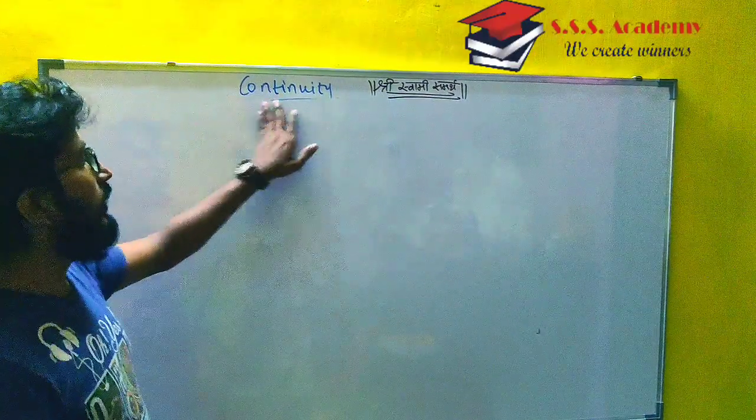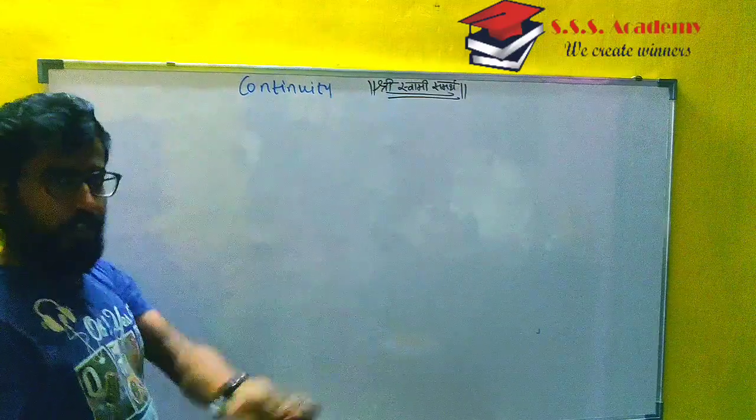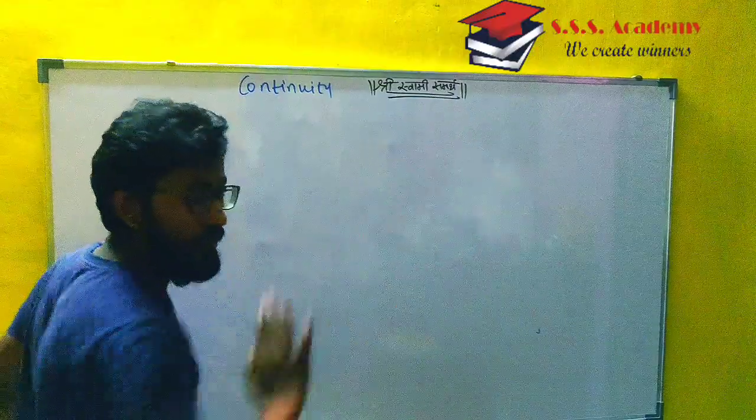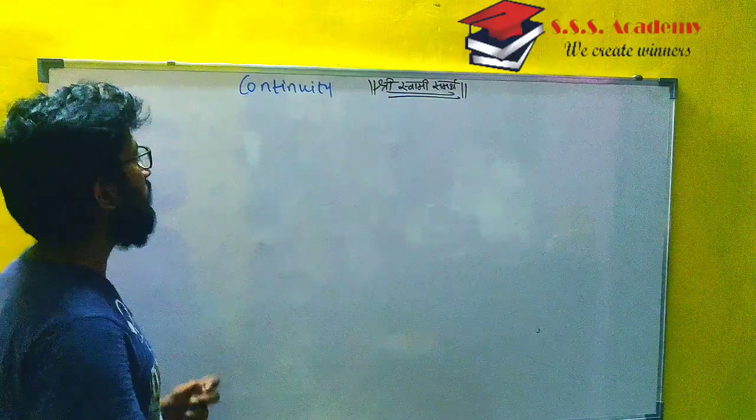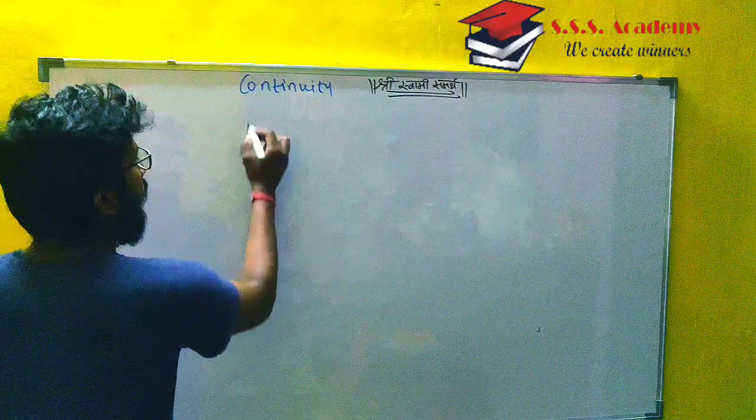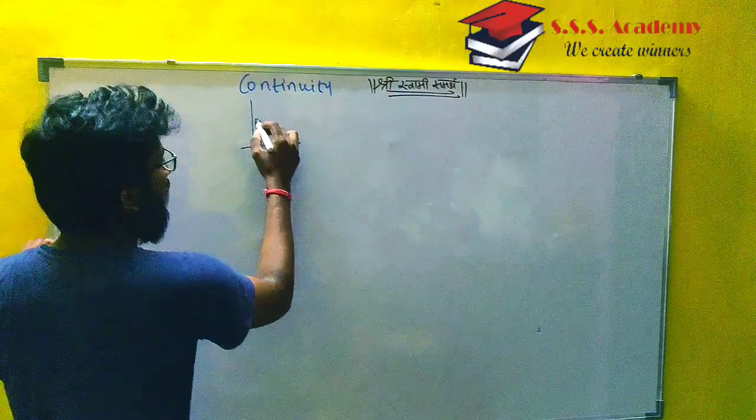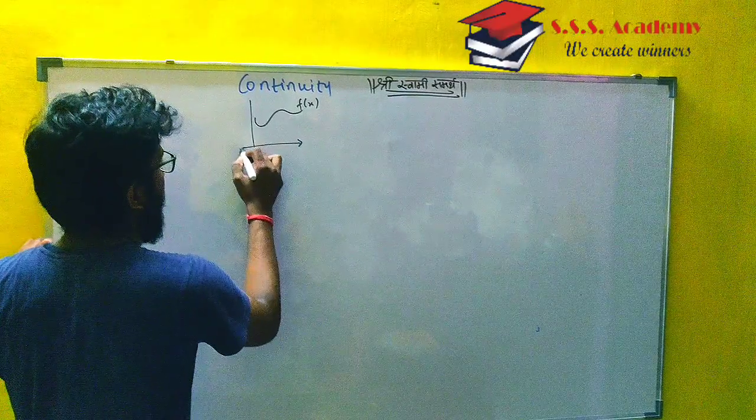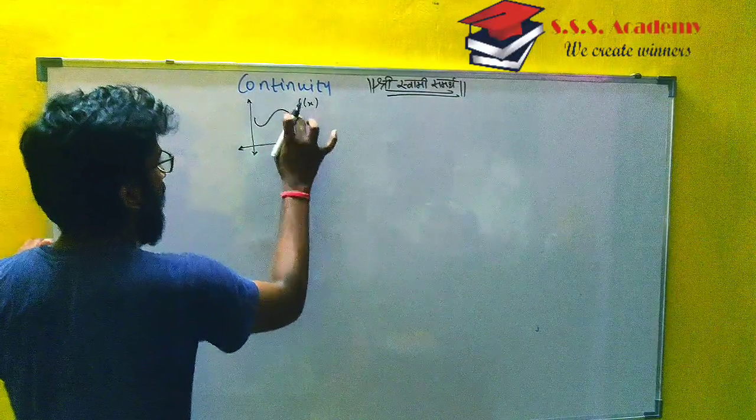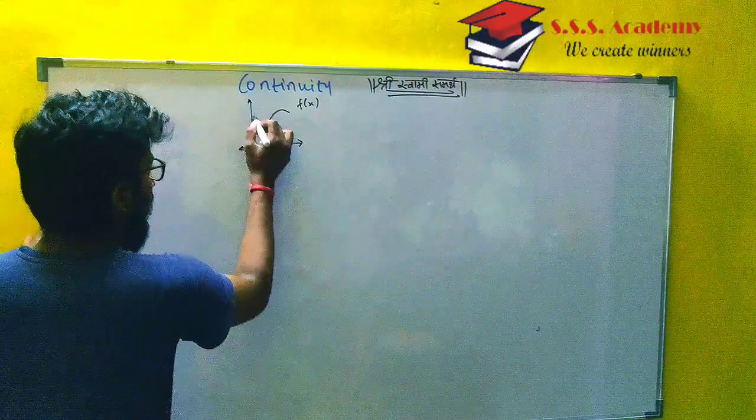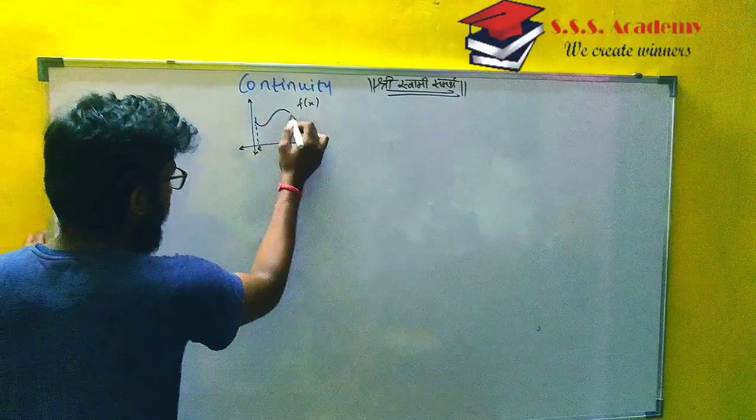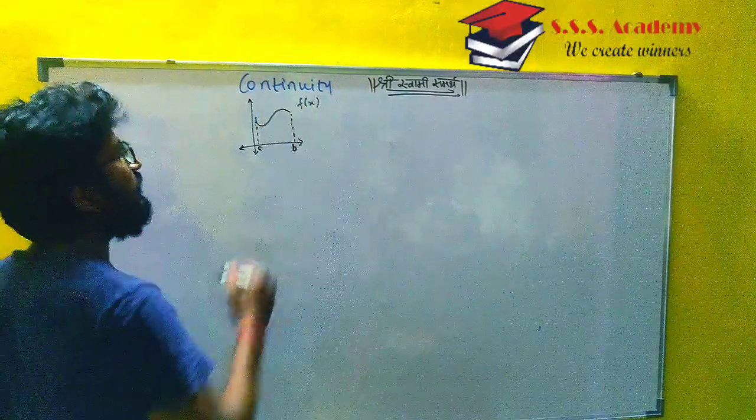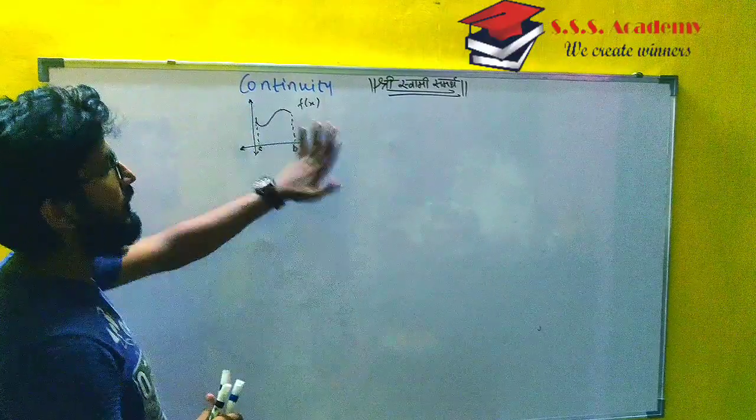Now let's talk about continuity. By the word only we come to know what continuity means: continuous. Now when we draw a graph of any function, let's take this as a graph of function f of x, within the interval a to b, and within this interval if the graph of the function is continuous, then we say that the function is continuous.